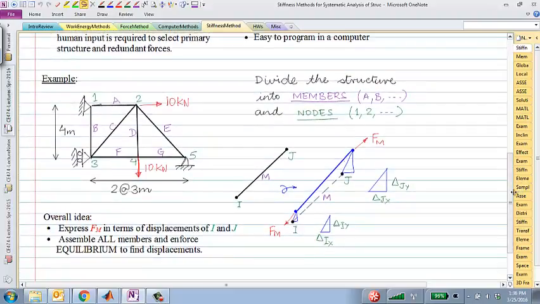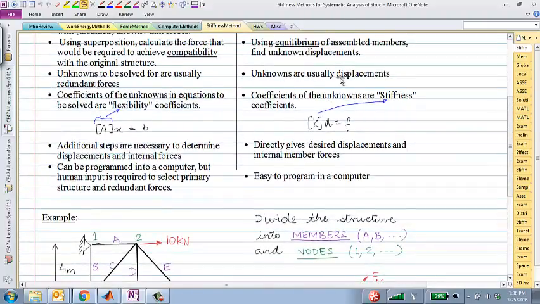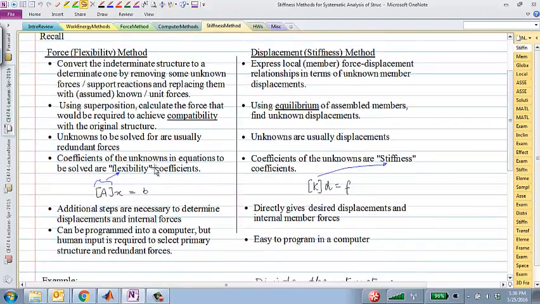what we want to do with the stiffness method is to be able to express local force displacement relationships for individual elements. And then somehow combine those force displacement relationships for all the elements in the structure, and using equilibrium, find out the unknown displacements. So keep in mind, this is a displacement method, meaning that the unknowns are displacements. If you remember from the flexibility method, the unknowns were redundant forces. Now our primary unknowns are displacements.